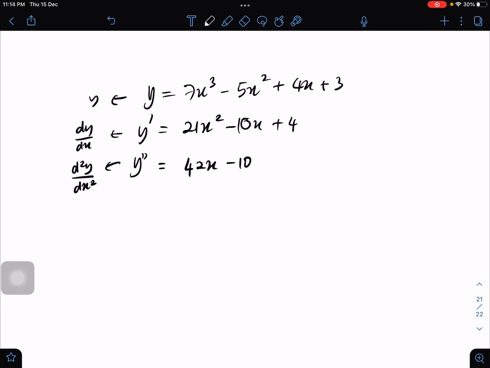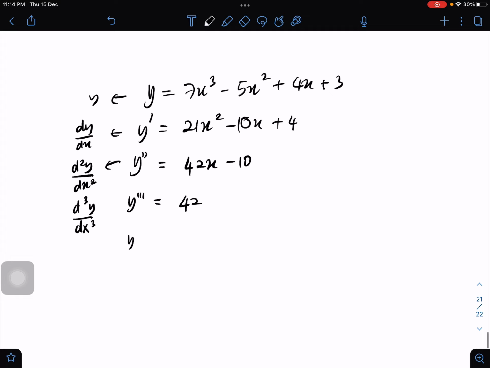And then you can differentiate a third time. This is the third derivative, and the symbol would be d cubed y over dx cubed, equal to 42. Because this is not zero, you can have a fourth derivative, with the symbol d fourth y over dx fourth, which gives you 0 because it is a constant. If you continue, you will always get 0.